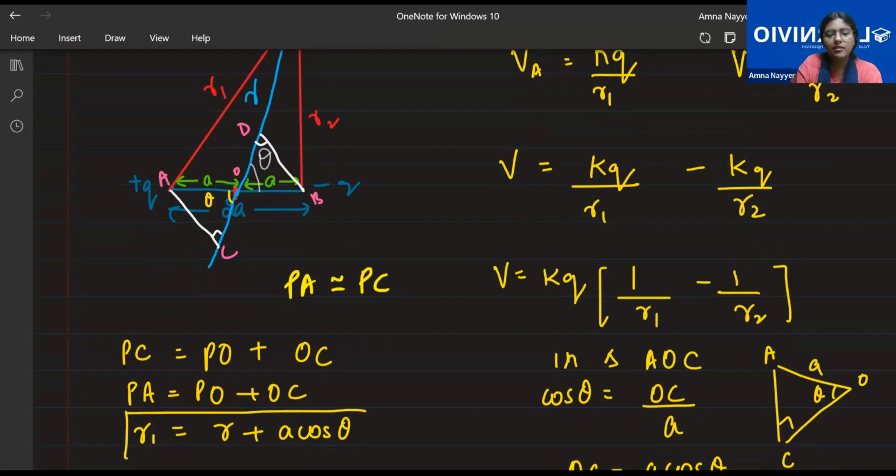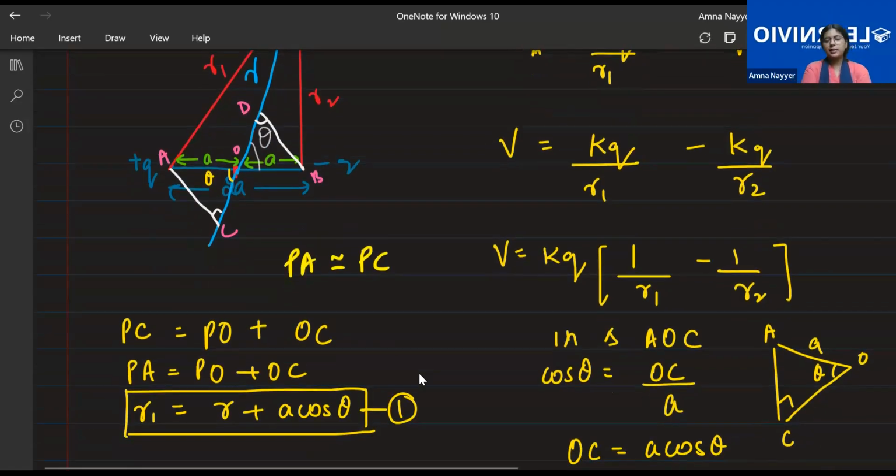Now at least I have the value of R1 with me. So this is the first equation. Tell me, now this part is clear. Why was the construction done and everything? Is it clear to all of you till here? Yes, ma'am. Okay.